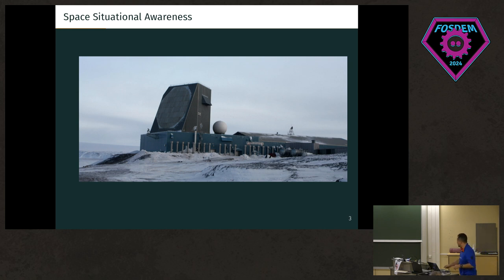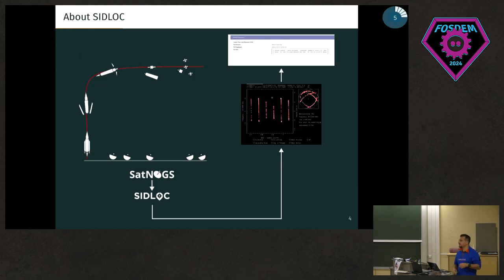So the idea of SIDLOC is to put a tiny beacon on a space object, for example, a rocket body, a satellite, or anything that you want to fly. And by transmitting specific signals, you utilize existing ground station networks like SatNOGS or whatever you want, do the processing, extract the frequency offset due to the Doppler, and then by using curve fitting techniques, you can estimate the orbit very accurately.